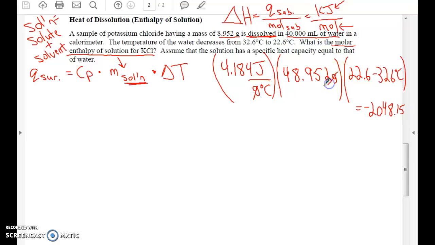The grams are going to cancel out. The degrees Celsius will cancel out. What you'll be left with is joules. Now, before we move any farther, it's worth thinking about exactly what we're looking for in here. We know that the temperature decreases from 32.6 to 22.6.